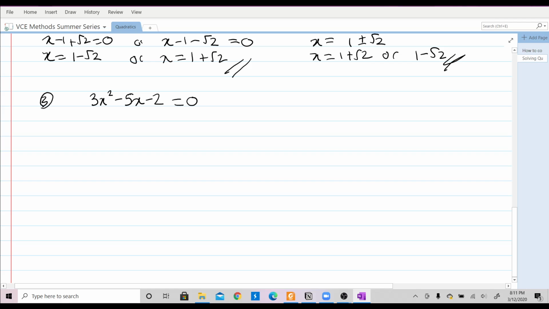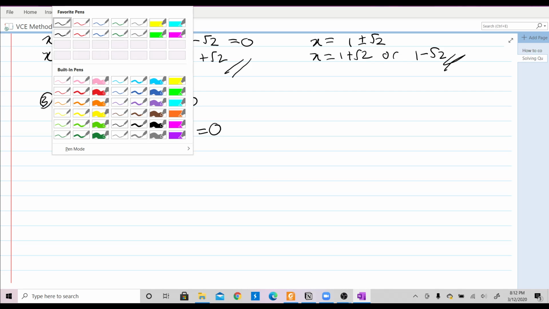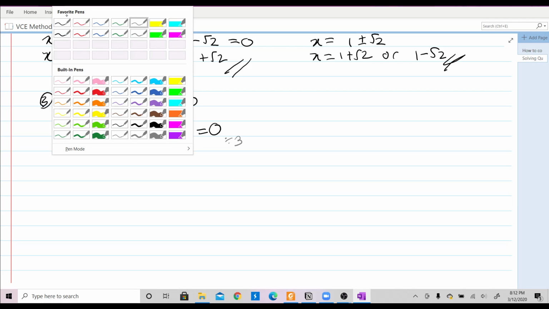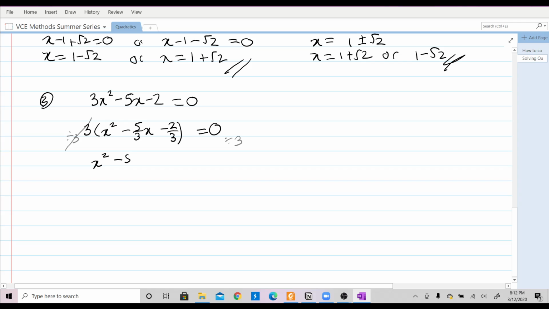Now, we shouldn't generally have to use completing the square to solve this. We could use the quadratic formula, for example. But if we were to use completing the square, the first thing we would do is factorize the 3 out. So it becomes 3(x² - 5/3 x - 2/3) = 0. Now a little tip when completing the square is that we can divide both sides by 3. What that does is it cancels the 3s out, and then 0 divided by 3 on the right is just equal to 0. So I can rewrite this equation just like that.